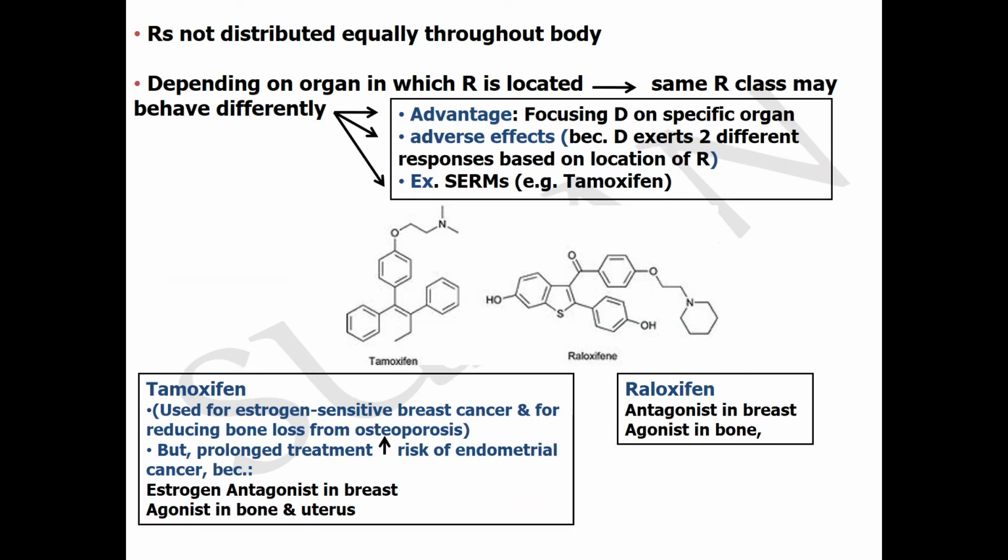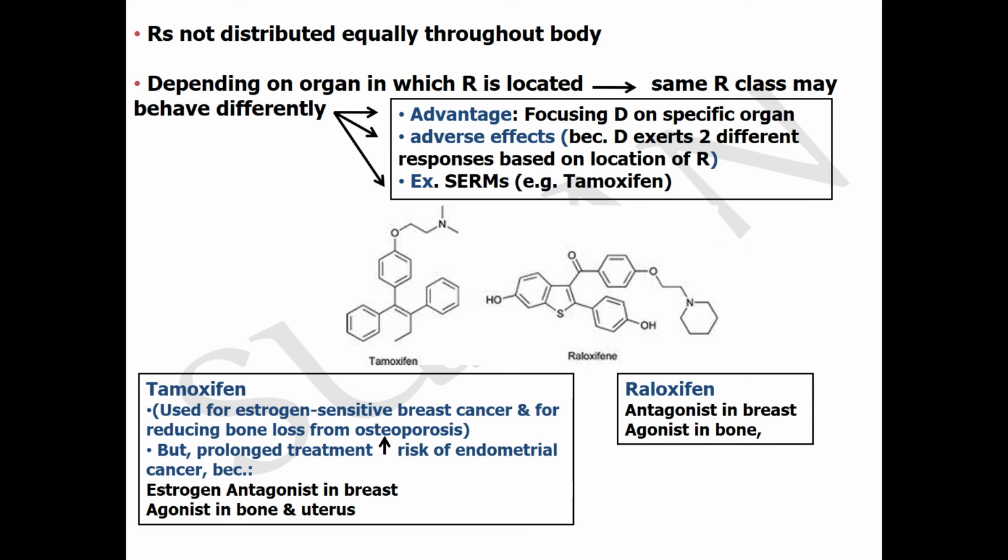Receptors are not distributed equally throughout the body. So depending on the organ in which the receptor is located, the same receptor class may behave differently. This can be advantageous, whereby focusing a drug on a specific organ. However, this can also cause adverse or side effects because the drug can exert two different responses based on the location of the receptor.